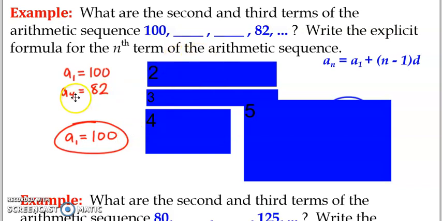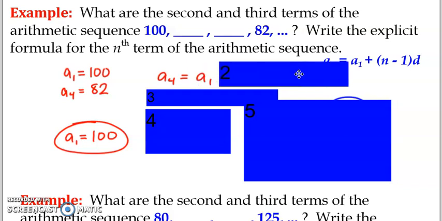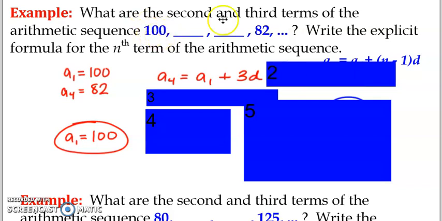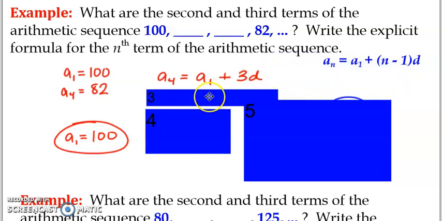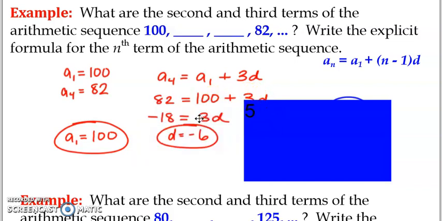Well, I could use the fact that I know a sub 4 is 82, and I can plug that in for a sub n. So I could say my fourth term is equal to my first term plus 3 steps, right? So to go from here to here, I take 1, 2, 3 steps, and each step is equal to a difference. I don't know what that common difference is, but we're going to figure that out. So let's plug in what we do know. My fourth term is 82. My first term is 100. We can solve that to find d. d is negative 6. So I'm dropping 6 each time.